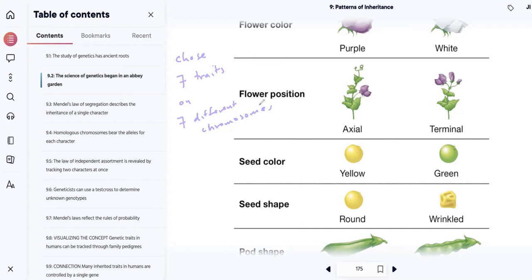Okay, the pea genome has 7 different chromosomes. Its diploid number is 14, but there are 7 chromosomes in the pea genome. He happened to choose 1 trait to study from each of the 7 chromosomes. Right? What's the likelihood of that? Right? I mean, if you were to randomly pick traits from a pea, seven of them, what's the likelihood that you would happen to get one from each of the chromosomes that are there? Pretty unlikely, right?